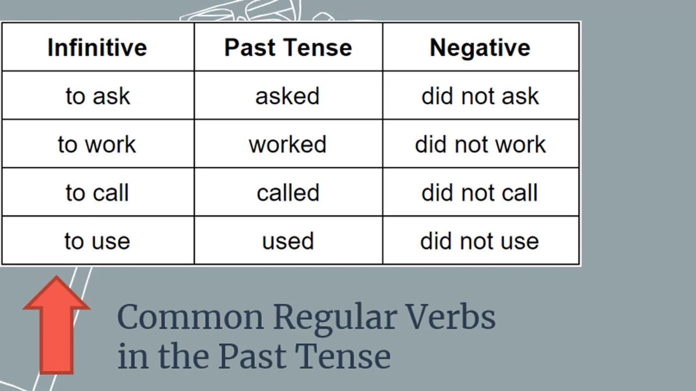Entonces tenemos estos verbos que son hablar, preguntar, trabajar, llamar y usar. En pasado a ellos les agregamos ed y su forma negativa va a tener un auxiliar. El auxiliar en el presente es do y does, pero de manera negativa en el pasado es did. Entonces quedaría did not ask o didn't, si lo quieren acortar, didn't work, did not call, didn't use. Those are the most common regular verbs.